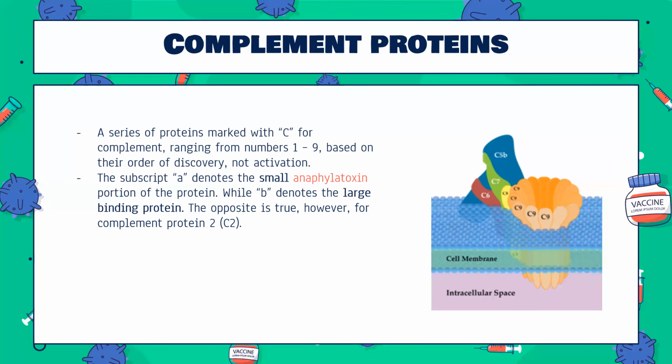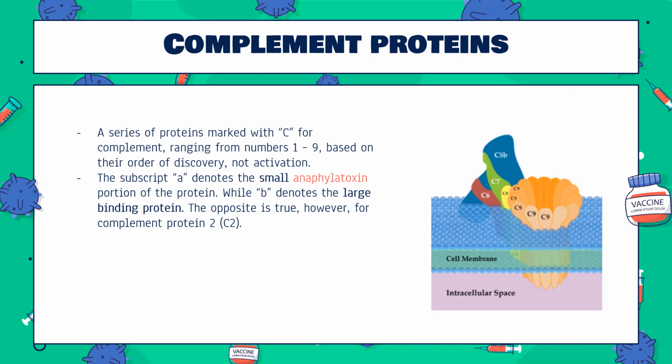So the complement protein 2 follows the exact opposite. When I'm talking about the big portion, I will be using A, and when I'm talking about the small portion, I will be using B. All right? It's just for C2. Everything else follows the same convention. So C1, C3, 4, and onwards all follow the same one.